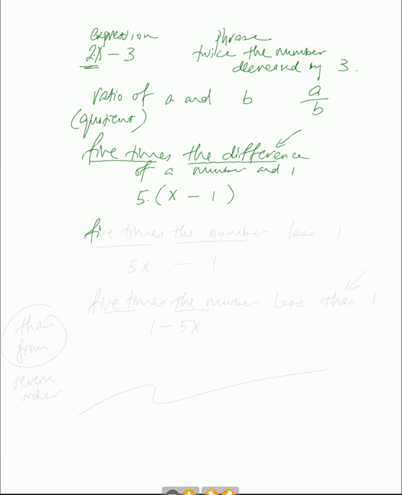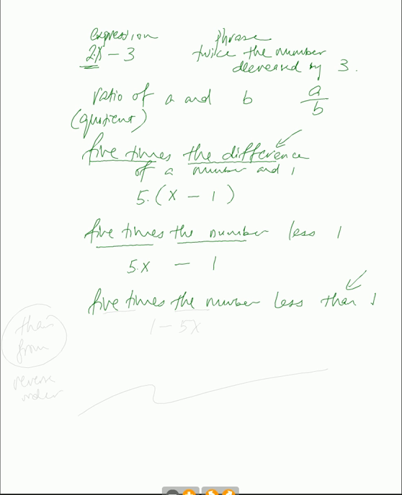Now, I need you to compare this with 5 times the number less 1. So this time, I still say 5 times, right? 5 times. Except what is it I'm multiplying by? I'm multiplying by the number. So it's 5 times x. Less, so minus 1. So I think it's a good place to remind you, what happens if I say 5 times the number less than 1? So what if I use this word?